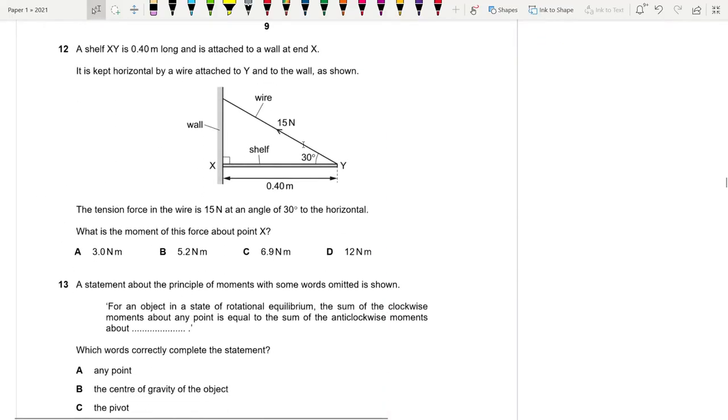Moving on to 12, a shelf XY is 0.40 meters long and is attached to a wall at end X. It is kept horizontal by a wire attached to Y and to the wall as shown. The tension force in the wire is 50 newtons at an angle of 30 degrees to the horizontal. What is the moment of this force about point X? This is the pivot. This force has two components, the horizontal component and the vertical one. You cannot take the horizontal component as it passes through the pivot. Any force passing through the pivot does not give any moment about that pivot, okay?